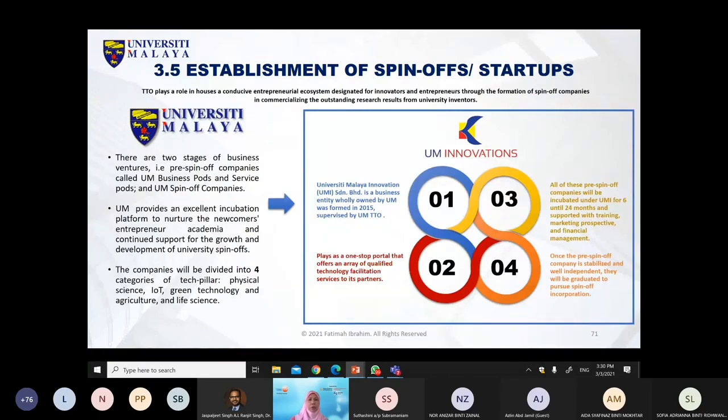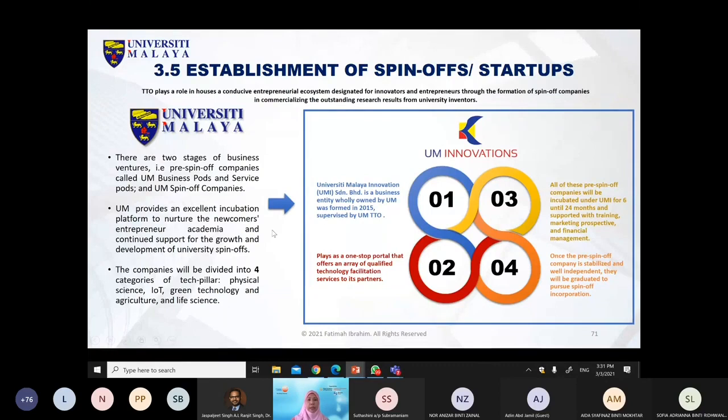I want to inform you that University Malaya is unique because we have a pre-spin-off, which means that before you open a company, we already have a pre-spin-off for you. We call it the UM business spot. With it, you are able to do business although you do not have a company yet, and you do business under the University Malaya Innovation Sdn Bhd company, a University Malaya holding company.